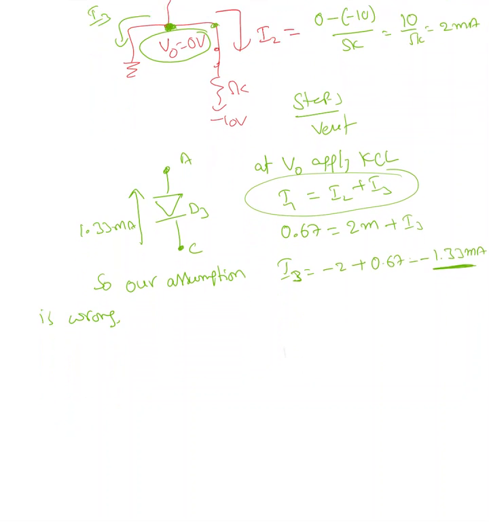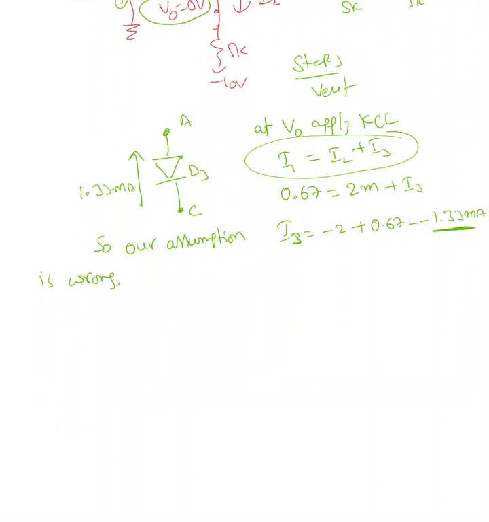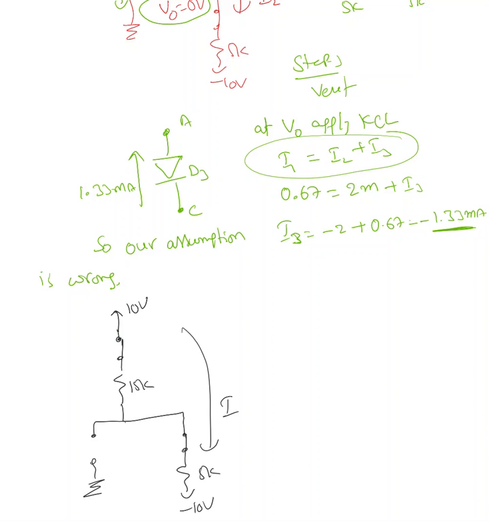What it should be, it must be, probably it is acting like an open switch. So based on this, I can find I equal to 10 minus of minus 10. So this voltage minus this voltage divided by these two in series, which is 20k. So 20 over 20k, which is 1 milliampere.